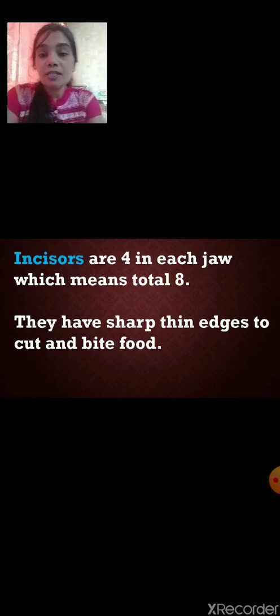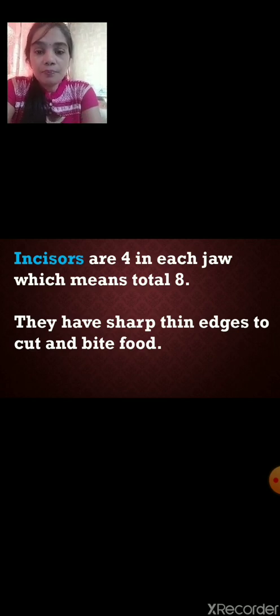Understood, children? It's easy to remember. They are 8 in total number. They are sharp and thin. And they help us to cut and bite the food. And they are also called cutting teeth.